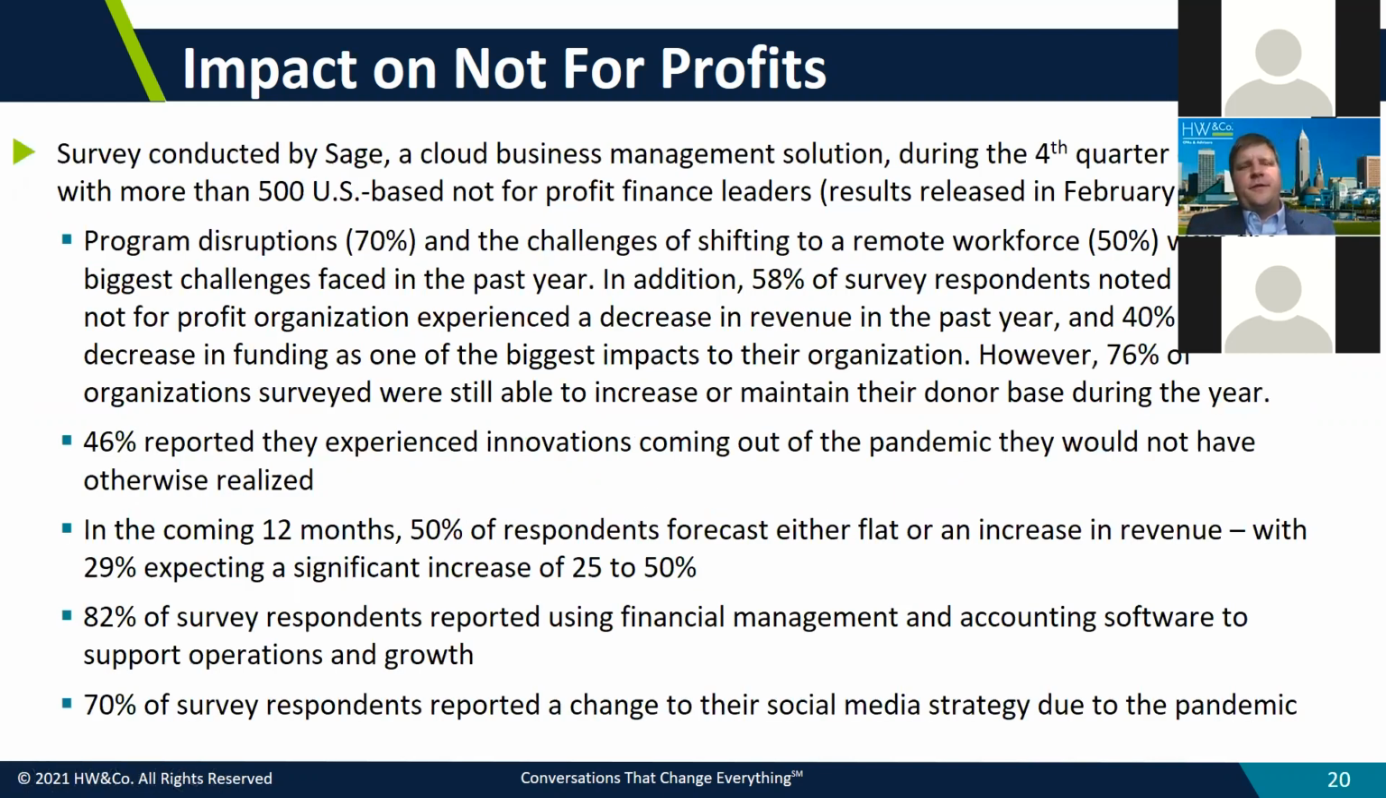And then the other survey I looked at is from a cloud-based Sage, who's a cloud-based system that's out there. So they have more of an IT spin on this. So these results came out in February of 2021, but obviously the survey was later in 2020. And so, a lot of nonprofits in this survey, they indicated they had program disruptions and issues with shifting half their staff to being remote, right?